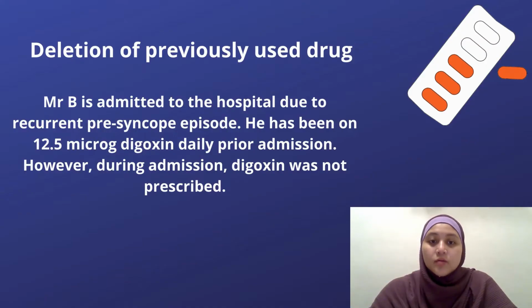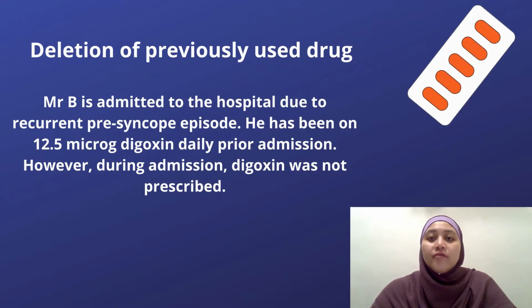The fifth case is about Mr. B, who is admitted to the hospital due to a recurrent presyncope episode. He has been on 12.5 microgram of digoxin daily prior to admission. However, during admission, digoxin was not prescribed. Clearly, in this case, the error was deletion of previously used drugs.